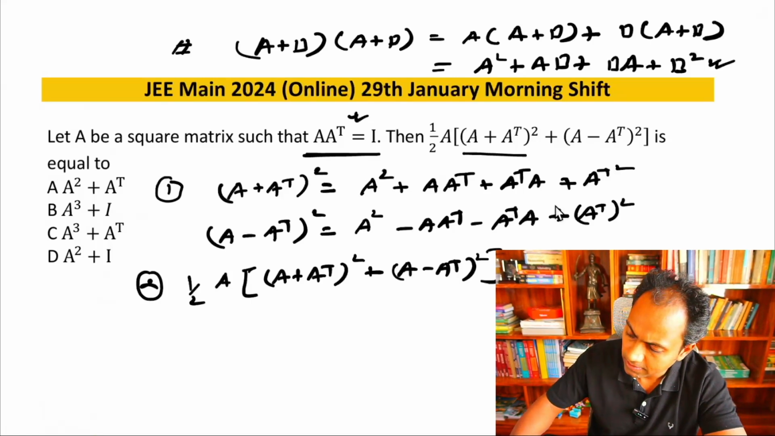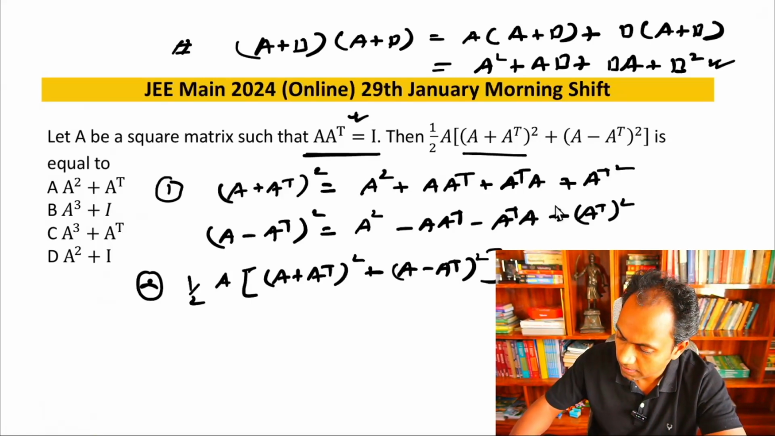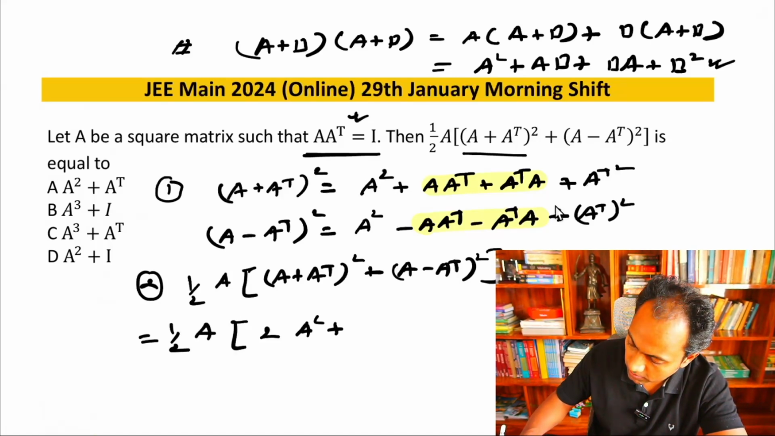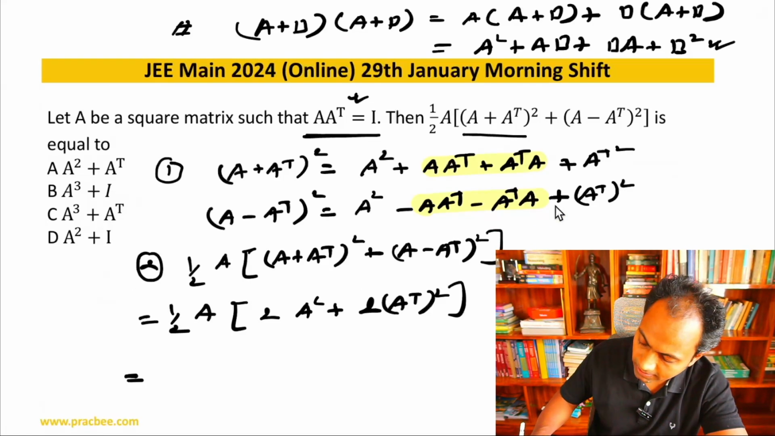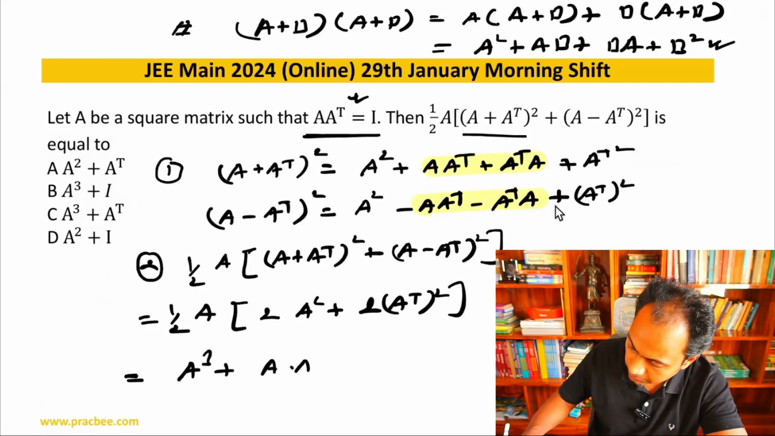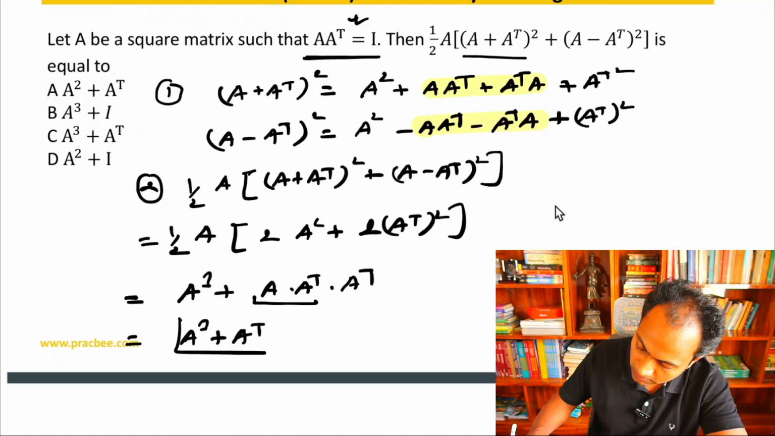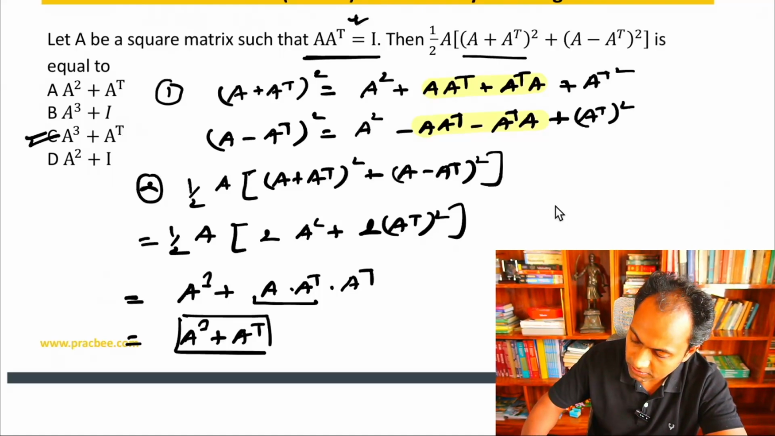So you can see that these two terms, the middle terms, will get cancelled out, and as a result we are going to get nothing but 1 by 2 times 2 times A square plus 2 times A transpose whole square. So 2 will again get cancelled out. So this will become A square plus A transpose whole square. Now this A into A transpose is given as I. So this can in turn be written as A square plus A transpose square. Now let us check the options. So you can see that option C matches.